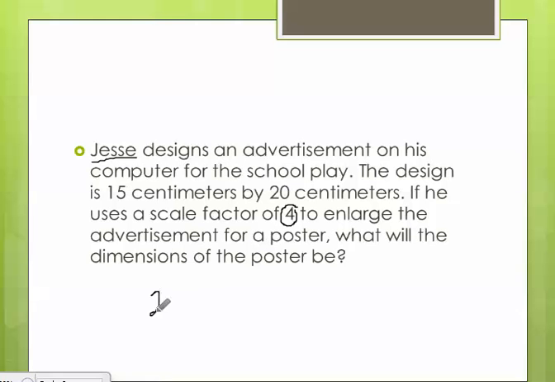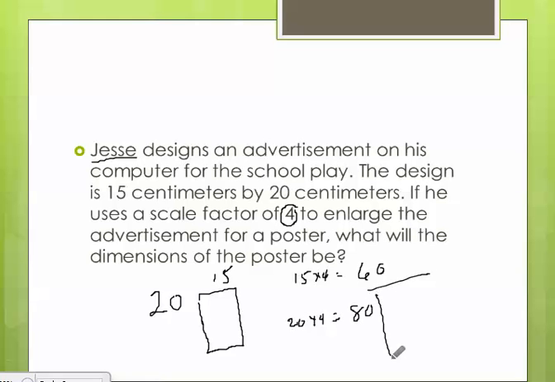Right now, it's a 20 by 15 poster. Means a rectangle looking like that. And he's going to make it 4 times bigger. That means I'm going to take 15 times 4, and I'm going to get 60. And I'm going to take 20 times 4, and I'm going to get 80. It's going to be a 60 by 80 poster when it gets done. It really was just that simple to multiply those things by 4. Don't look at these as hard problems. These are not intended to be the hard ones.